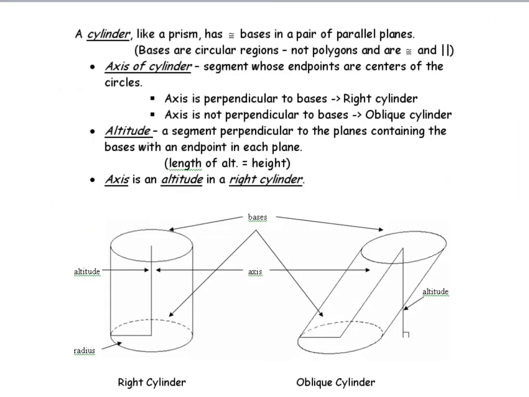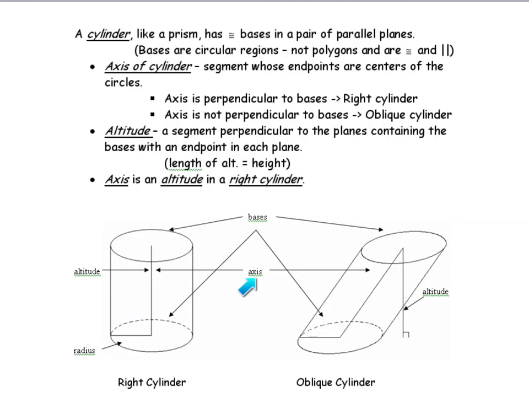All right, so a cylinder, like I said, is just like a prism. It has congruent bases, parallel planes. The only difference here is that our bases are actually circles. Now the axis of the cylinder is the segment that joins the centers of those circles. So you have an axis here that's a little bit slanted because this is oblique, and one that's nice and neat. The axis is perpendicular to the base if it's a right cylinder, and if it's not, it's oblique. The altitude measures the height, and if it's a right cylinder, the altitude is actually the same thing as the axis.